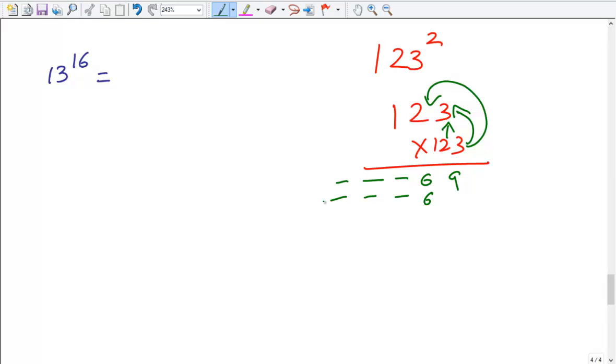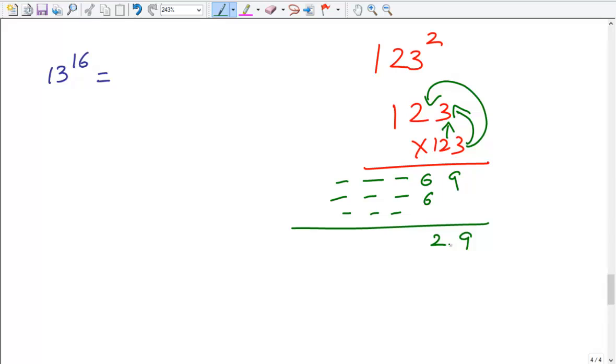Now, should we multiply 1 into 3? If you are trying to multiply 1 into 3, what happens is 1 into 3 will come here. That's going to be the hundreds place, so that's not needed. Since we need only the last two, we don't need any other digits.